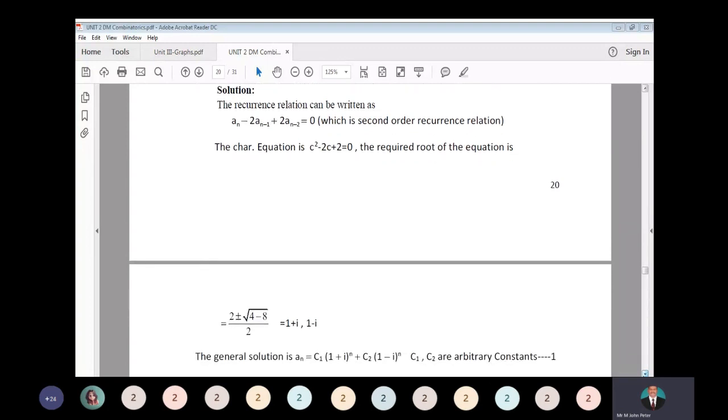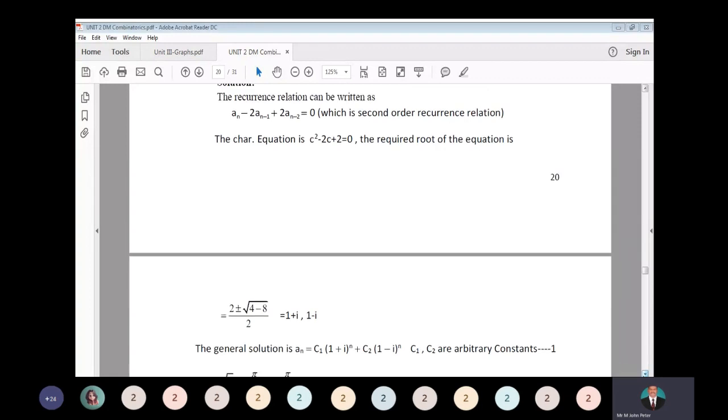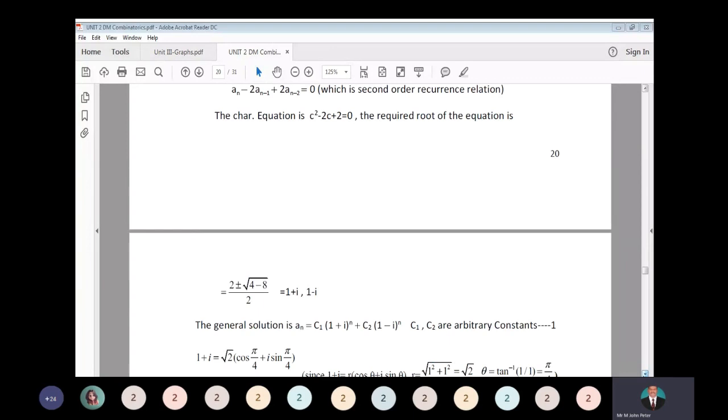This is in the form of a quadratic equation with c as the variable, so you have to find the roots. Using the formula (-b ± √(b² - 4ac))/2a, for the quadratic equation ax² + bx + c = 0, you get (2 ± √(-4))/2. Simplifying the denominator, you get 1 ± i. That means the roots are 1 + i and 1 - i.